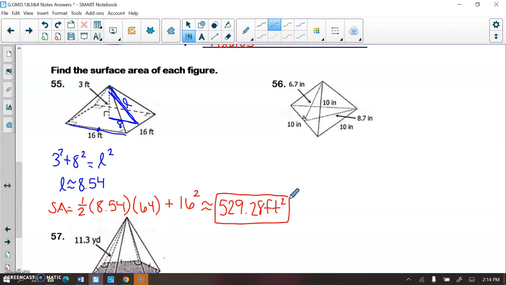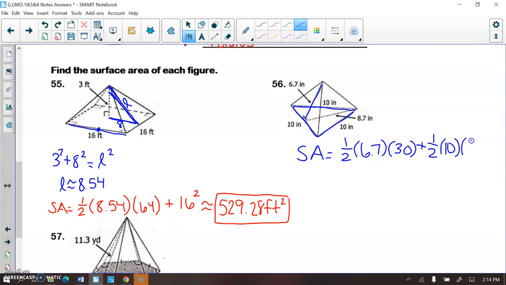All right, moving on to the next one here. I have my slant height, so I can get started here. My surface area is equal to 1/2 times my slant height of 6.7 times the perimeter of my base, which my base is a triangle and it's 3 sides of 10, so that would be 30. And then plus the area of my base. My base is a triangle, so that's 1/2 times the base of that triangle, which is 10, times the height of that triangle, which is 8.7. So typing this all in my calculator, I can type it all in at once.